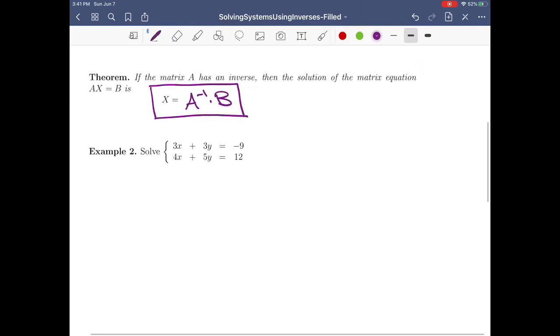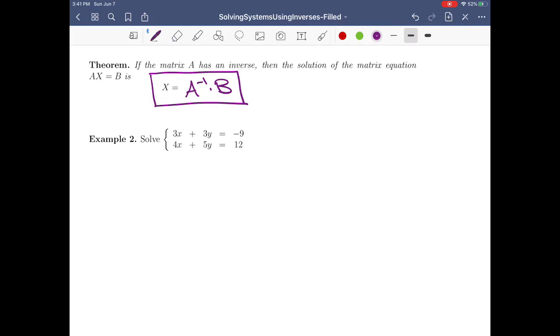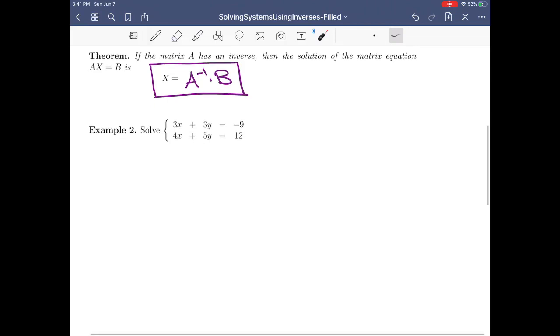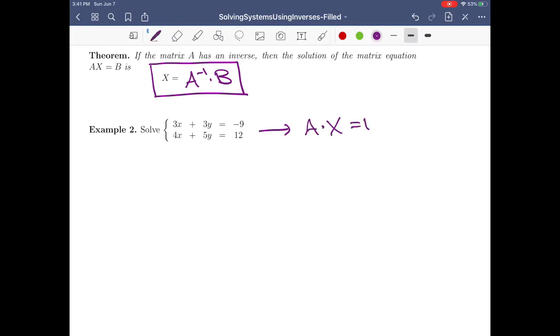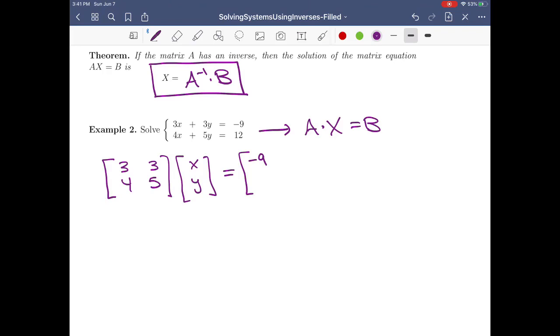So let's do an example. Suppose we want to solve this system of equations. You could row reduce, you could augment and row reduce, but we're going to use matrix inverses. So the first thing I'm going to do is write this as a matrix equation, A times X equals B. Remember, A is our coefficient matrix, so that's going to be 3, 3, 4, 5. X is our column matrix with our variables in it, so that's a column containing X and Y. The equal sign stays where it is. And then I have a column with the constants, so negative 9 and 12.